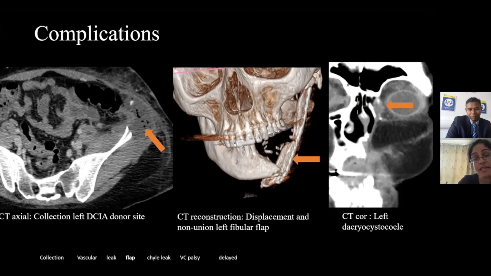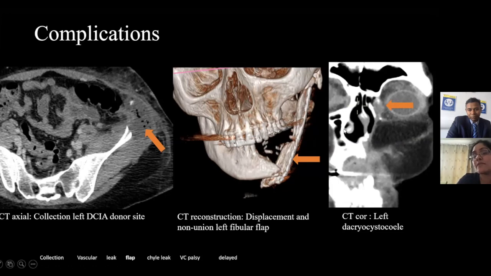You see flecks of gas, it's either having a connection to the skin or the hollow viscera, or it's got gas-forming organisms in it. If there is no connection to the skin or the hollow viscera and it's got gas in it, it is infectious unless proven otherwise. Then you can obviously have displacements and non-union of the osseous flap. You would not want to see that.